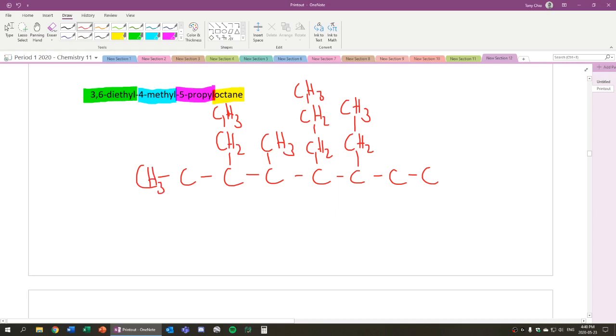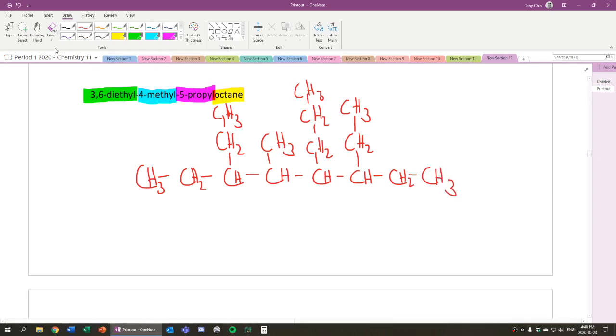So this is a terminal carbon, so it's CH3. This one already has 2 bonds, so it's CH2. This one has 3 bonds, so it's CH. 3 bonds, CH. 3 bonds, CH. 3 bonds, CH. 2 bonds, CH2, and 1 bond, CH3.